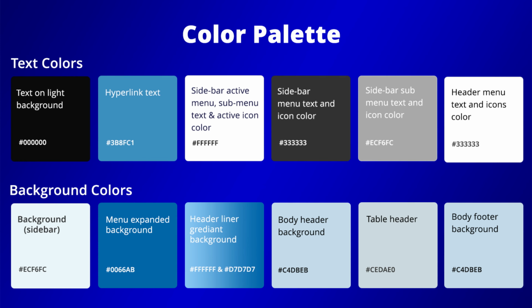Color palette. The color palette is one of the most important parts of any design system. In this section, we clearly define background colors, text colors on light backgrounds, hyperlink colors, menu and menu icon colors, submenu and submenu icon colors, active menu and header icon colors, left sidebar background, header, body header, table, and footer background colors. This clarity ensures consistent usage of colors across the entire product.